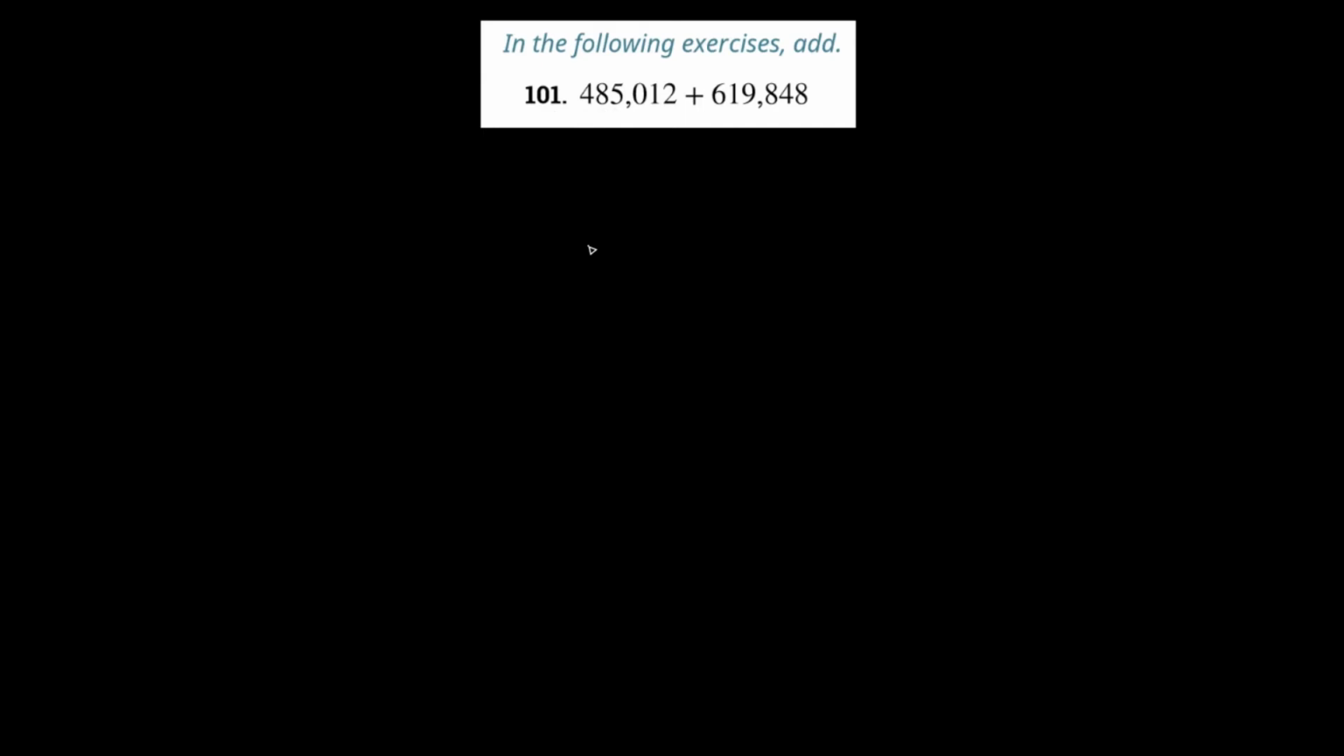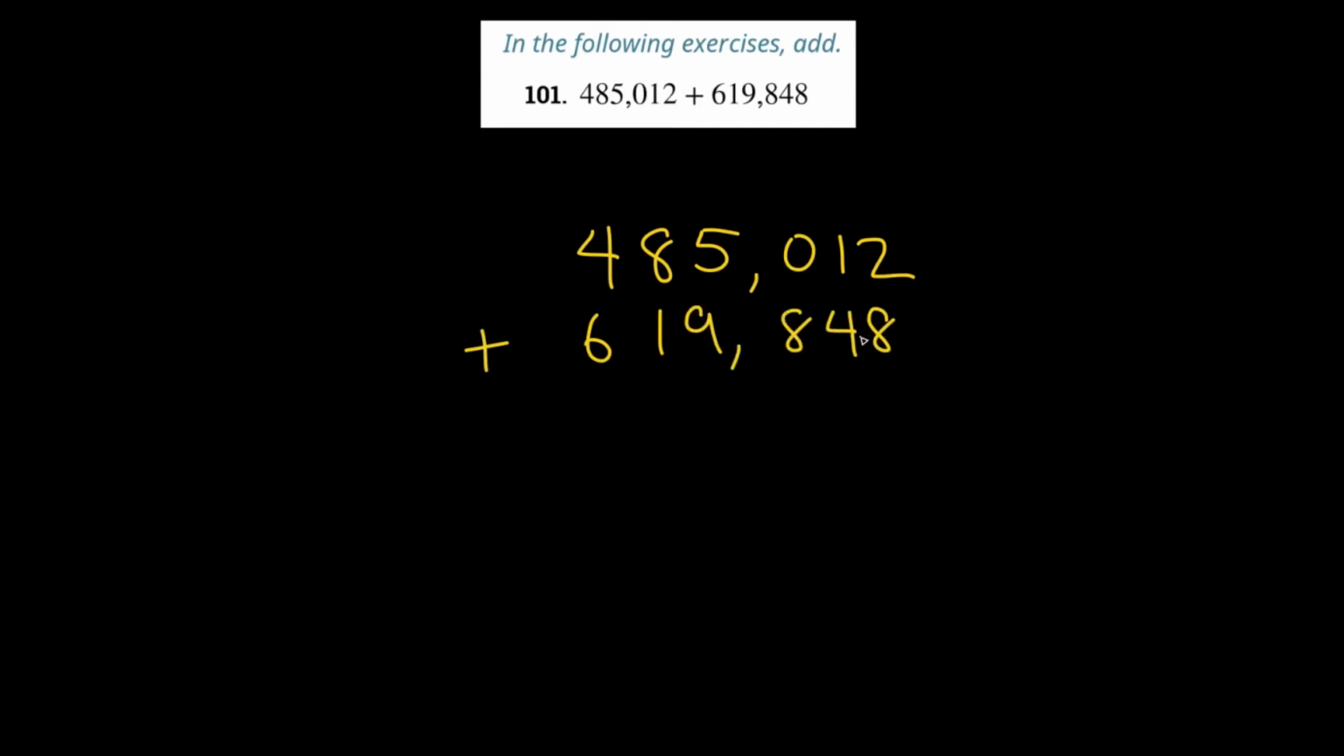Then for 101, we have this problem. We have 485,012 plus 619,848. And for numbers with a lot of digits, it gets pretty easy to mess up and misalign your numbers. So just give yourself a little more space if you need to, just to make sure that your work's neat.